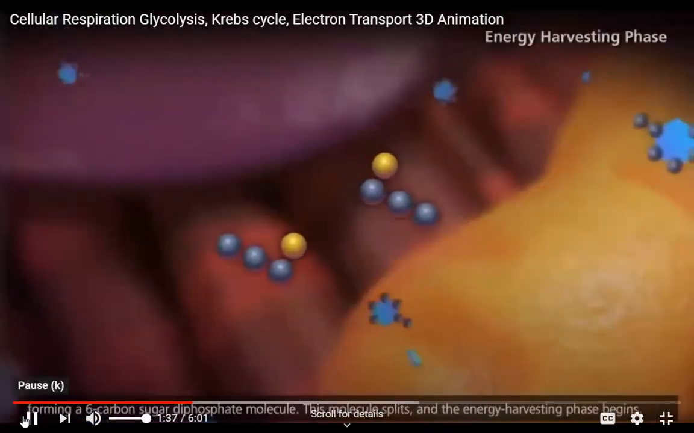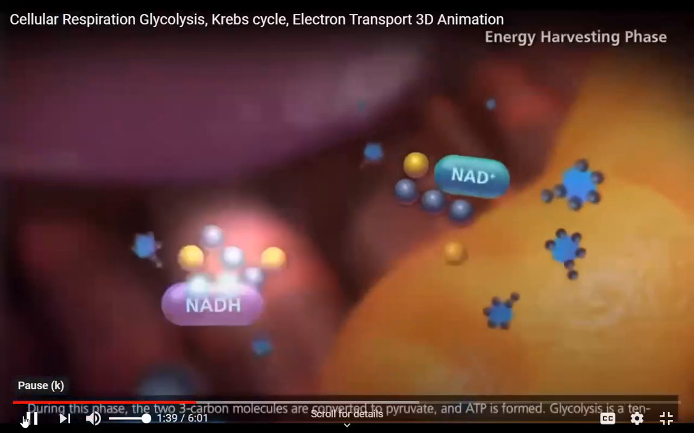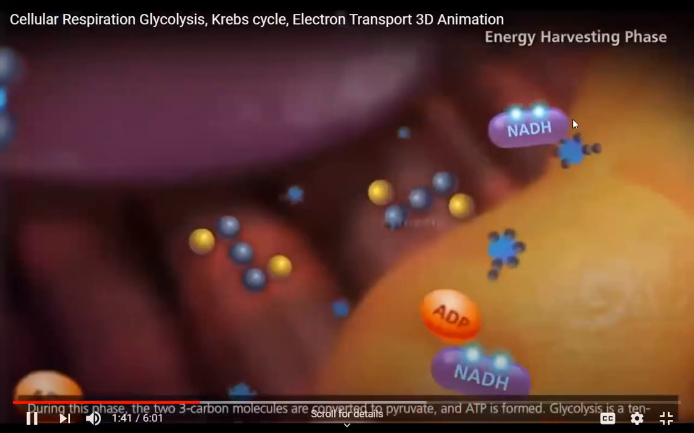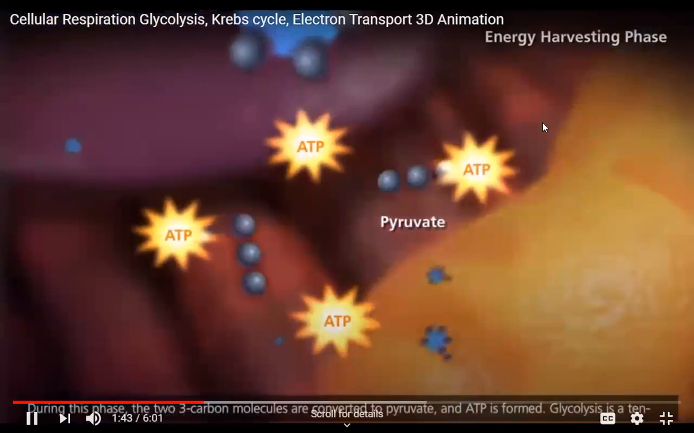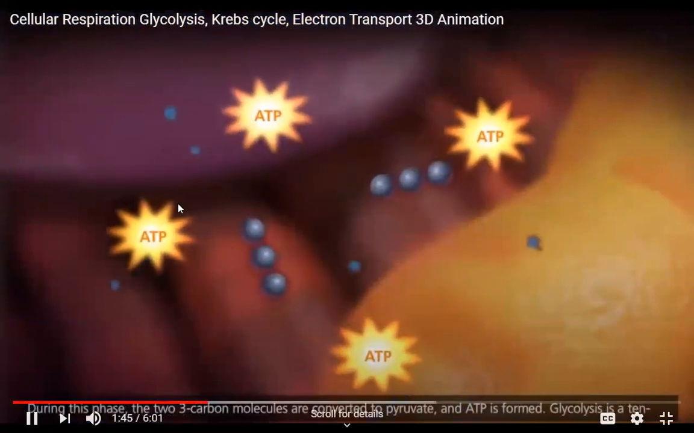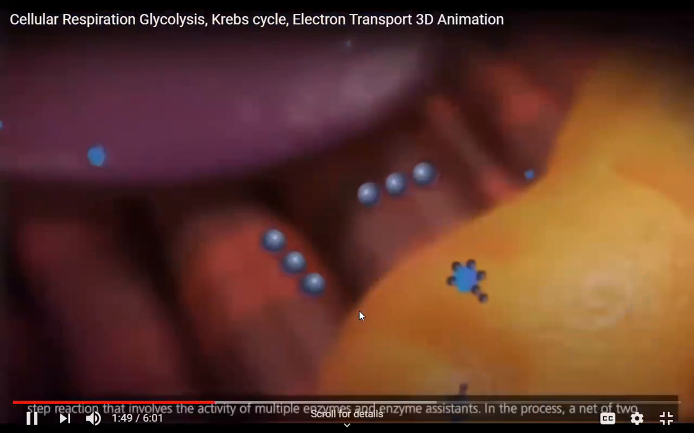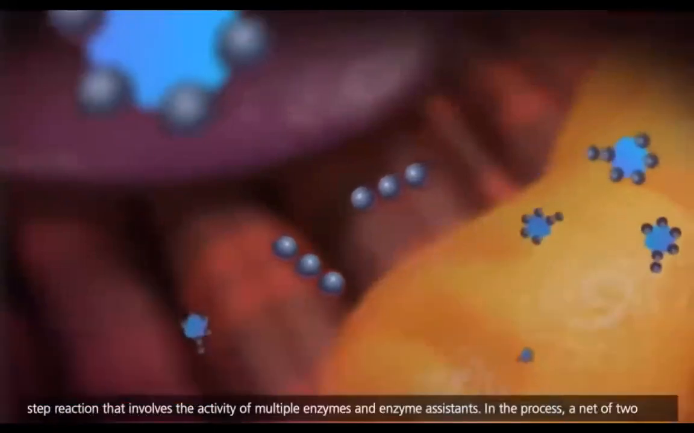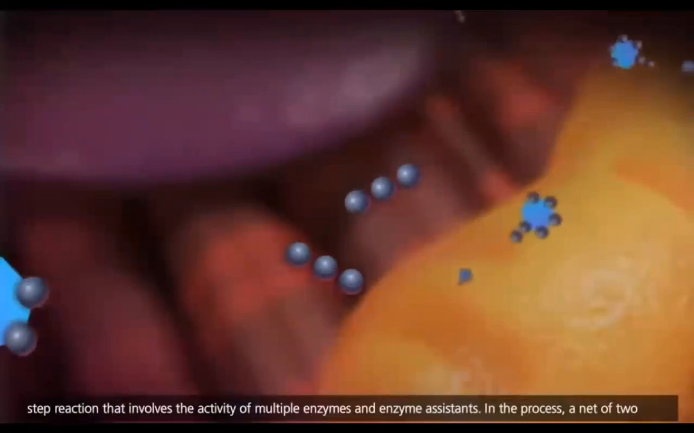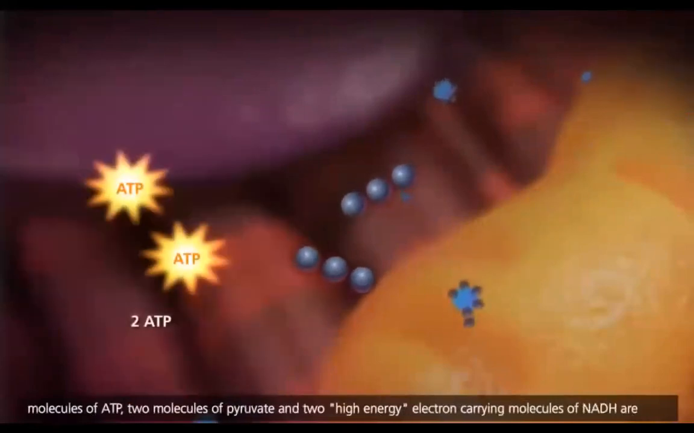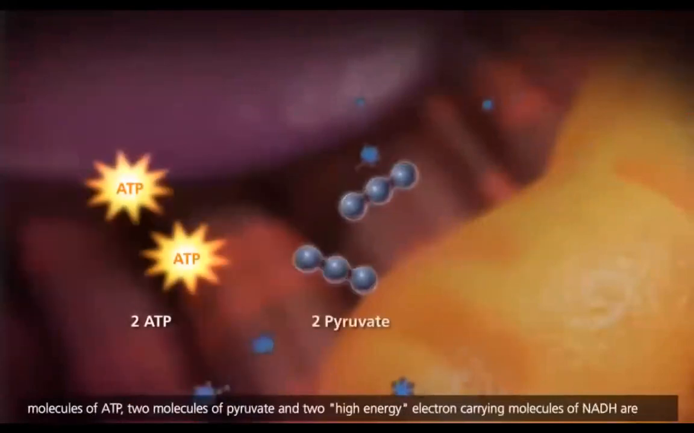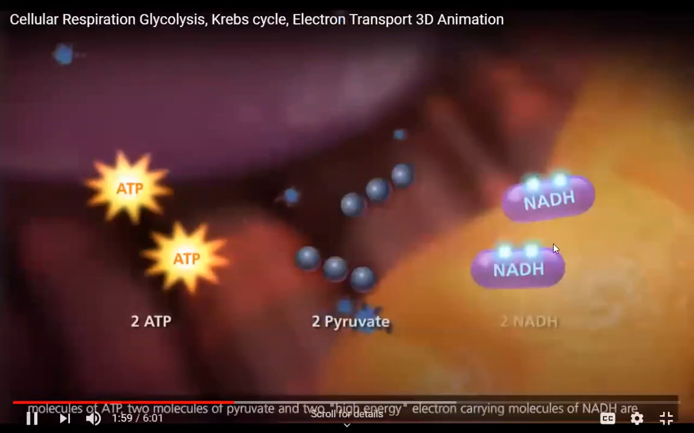During this phase, the two 3-carbon molecules are converted to pyruvate, electrons go away, and ATP is formed. Glycolysis is a 10-step reaction that involves the activity of multiple enzymes and enzyme assistance. In the process, a net of 2 molecules of ATP, 2 molecules of pyruvate, and 2 high-energy electron-carrying molecules of NADH are produced.